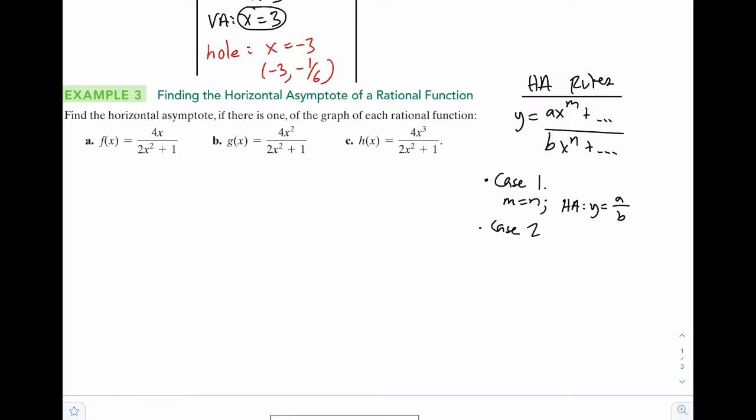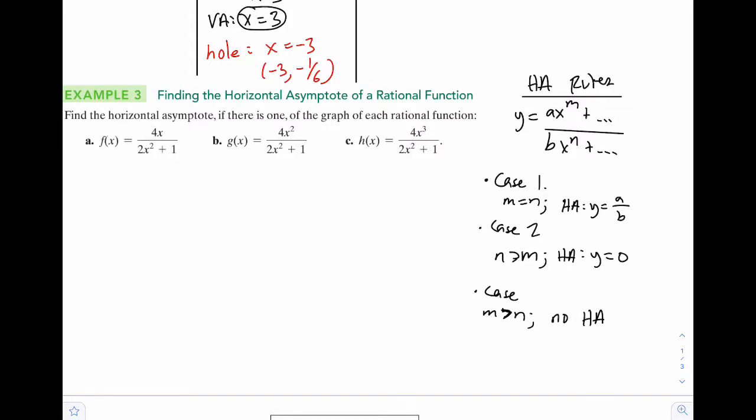Now case 2, that's going to be the bottom is bigger, so n is greater than m. If that happens, the horizontal asymptote is y equals 0. And case 3 is going to be the top is bigger, m is greater than n. And if that happens, there is no HA.